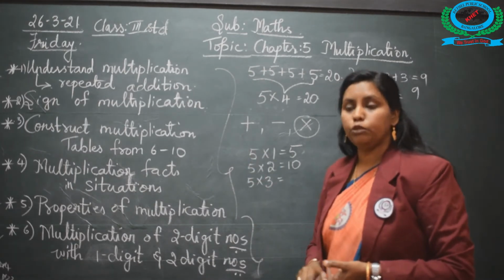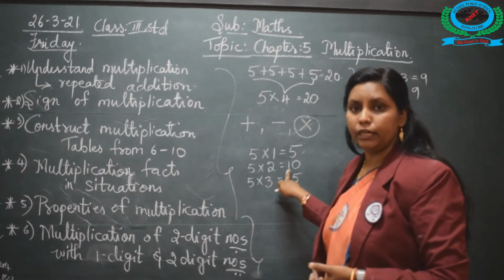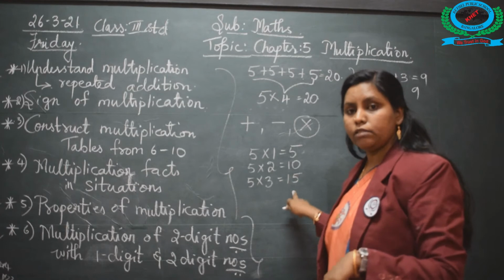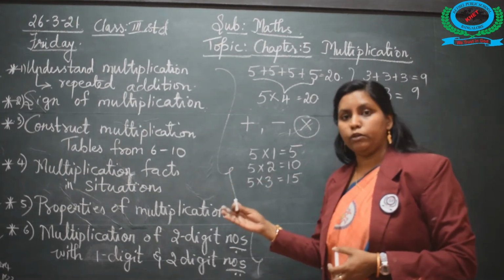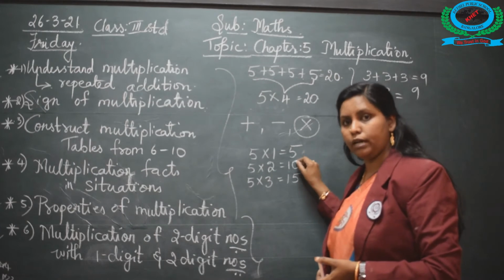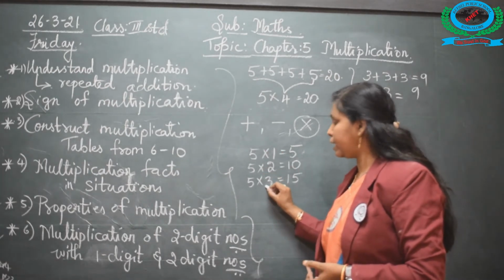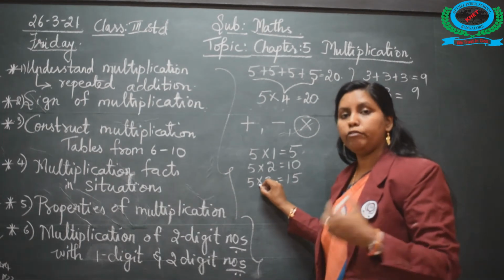How much does it give you? It gives you 15. Or just add 5 here. Okay, 10 plus 5 is 15. Either way you can do that. Either you can add plus 5 to this number, or you can add 3 times the number 5.